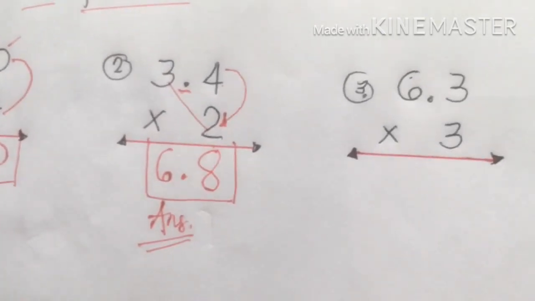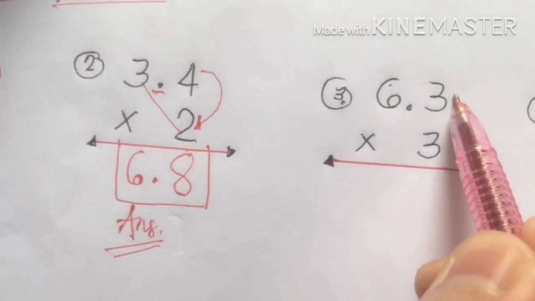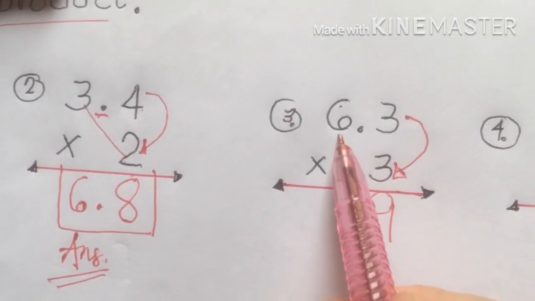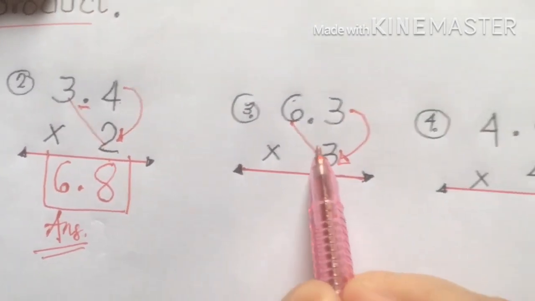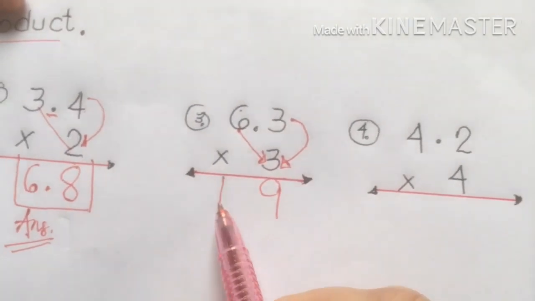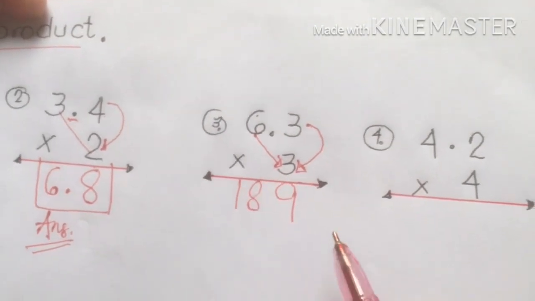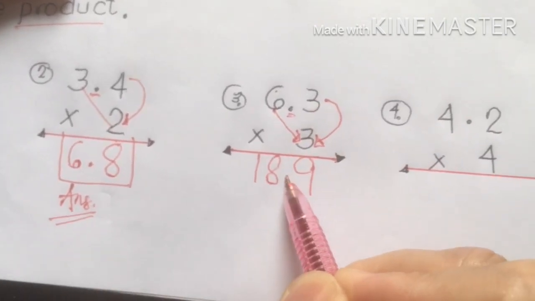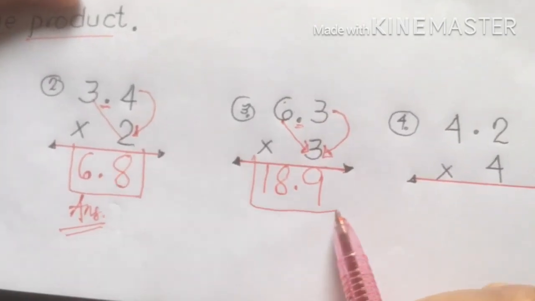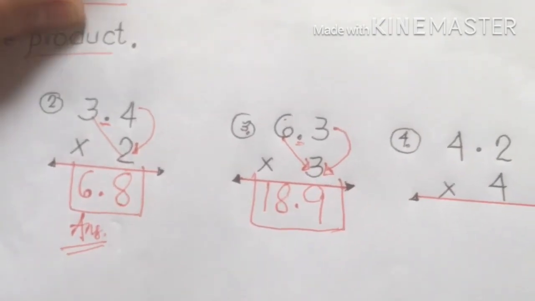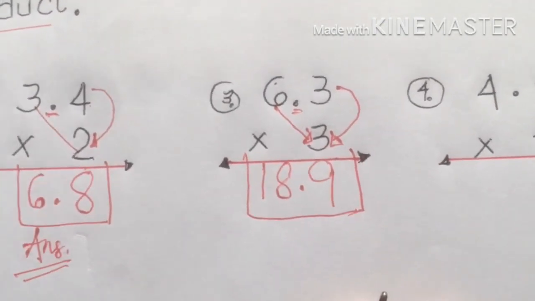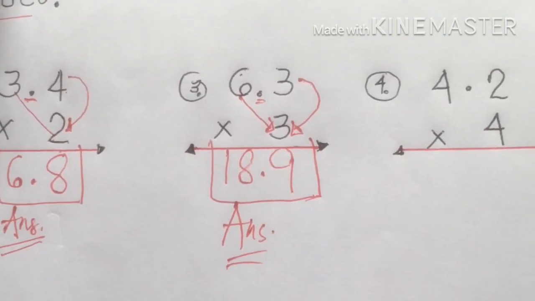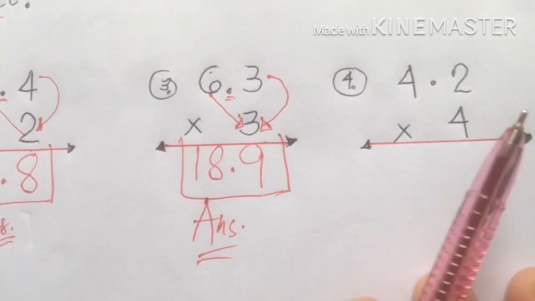Next, number 3. 3 times 3, we have 9. 6 times 3, we have 18. Okay, therefore, class, we're going to copy first here 1. So that's our decimal places. The answer is 18.9. There's just only one decimal place. So we're going to write our answer. Okay, this will be the product.